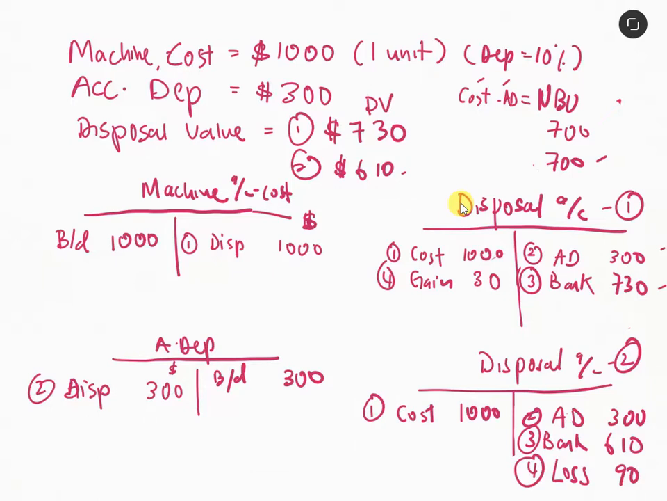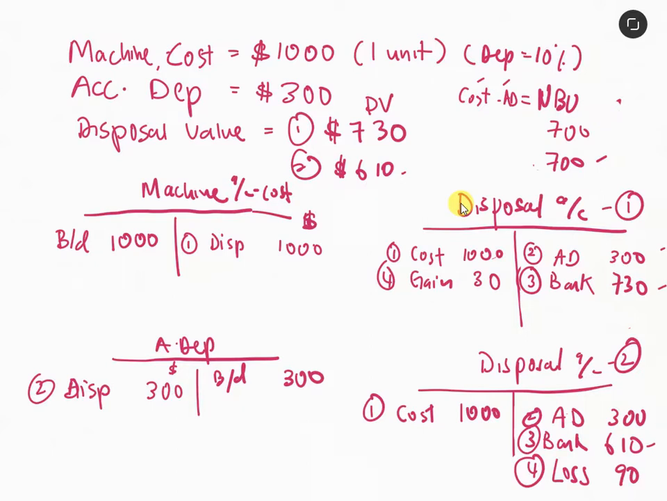Scenario 1, I sell it for how much? 730. I debit bank, credit disposal, I receive 730. Inflow is 730, not 30. Second scenario, I sell it for 610. I make a loss, inflow 610, but I make a loss. Meaning, I sell below my net book value, I make a loss, but still receive money. If I sell above, I make a gain. So, conclusion, whenever I dispose of, I will definitely receive money.